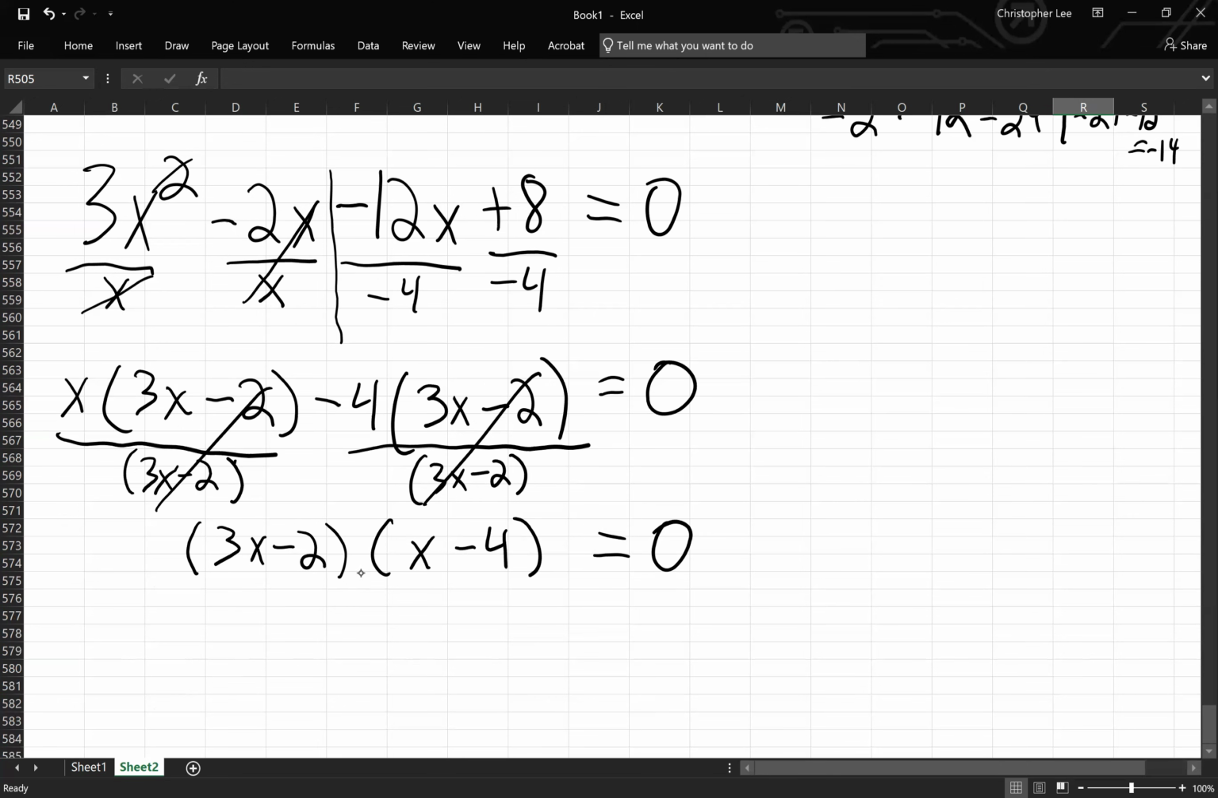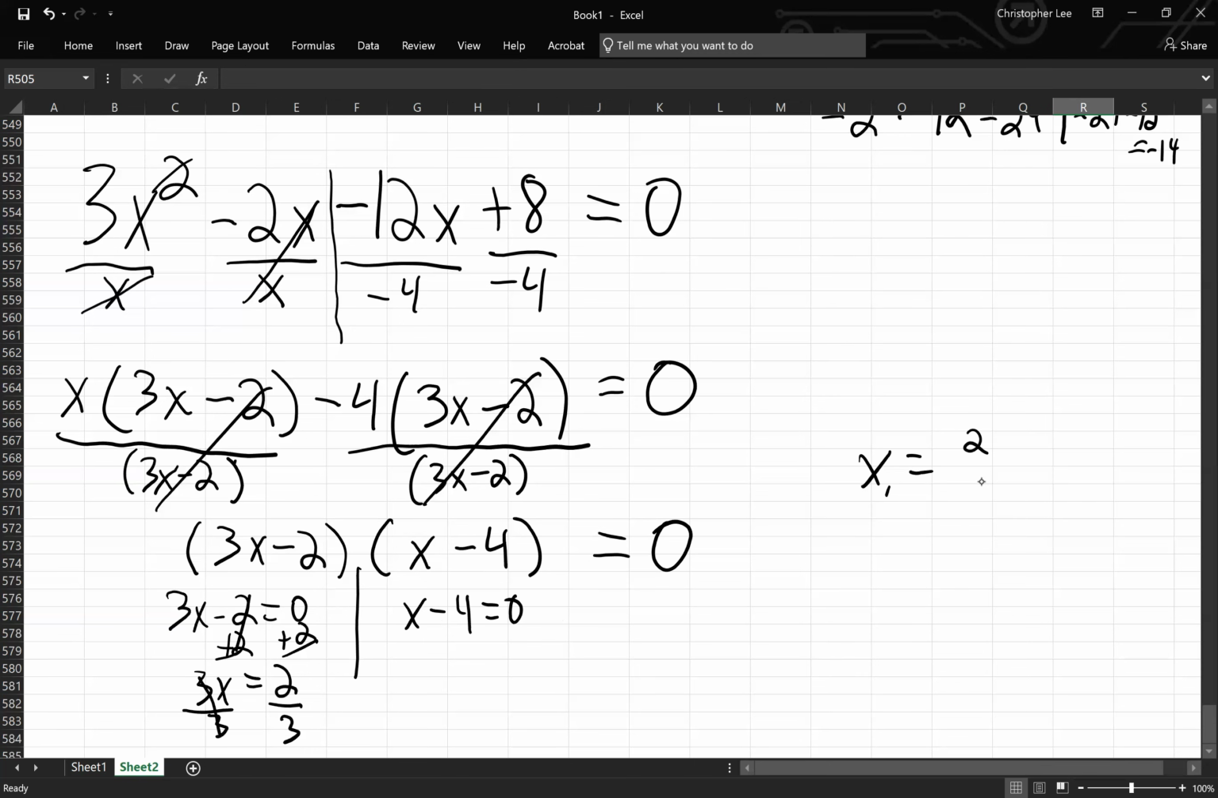And then all you want to do is just set these both equal to 0, and that's it. So I have 3x minus 2 is equal to 0, and I have x minus 4 is equal to 0. So we're just going to add 2 over here. What you do to one side, you do to the other. So I have 3x is equal to positive 2. I'm going to divide by 3. And what you do to one side, you do to the other. So x1 is equal to 2 over 3.